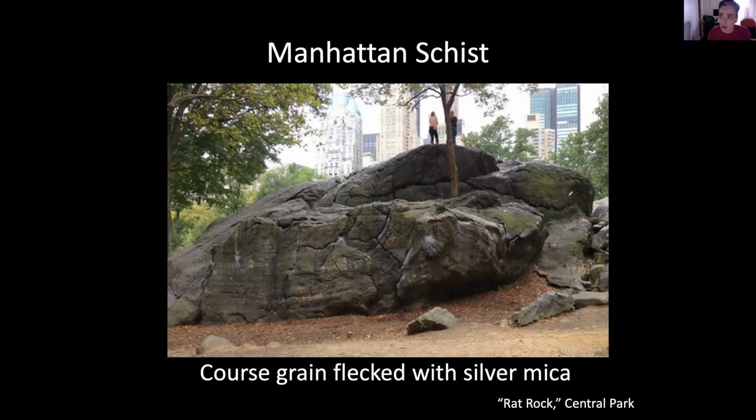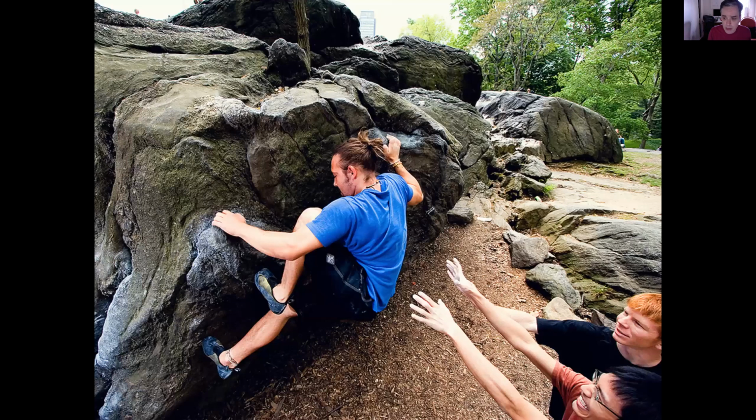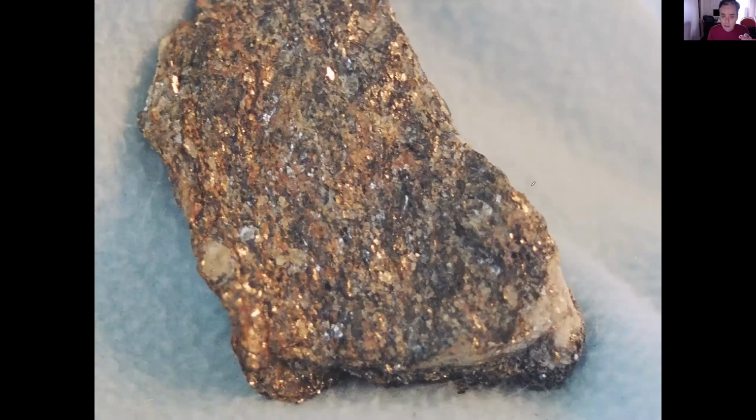This is a popular outcropping called Rat Rock, which is near Columbus Circle, right near the 59th Street entrance. This is a big outcropping of schist, and it's a popular hangout for climbers. It's really good to climb on. But schist is also difficult to climb on because it's kind of sharp, because it has these little flecks of mica, which are kind of silvery.